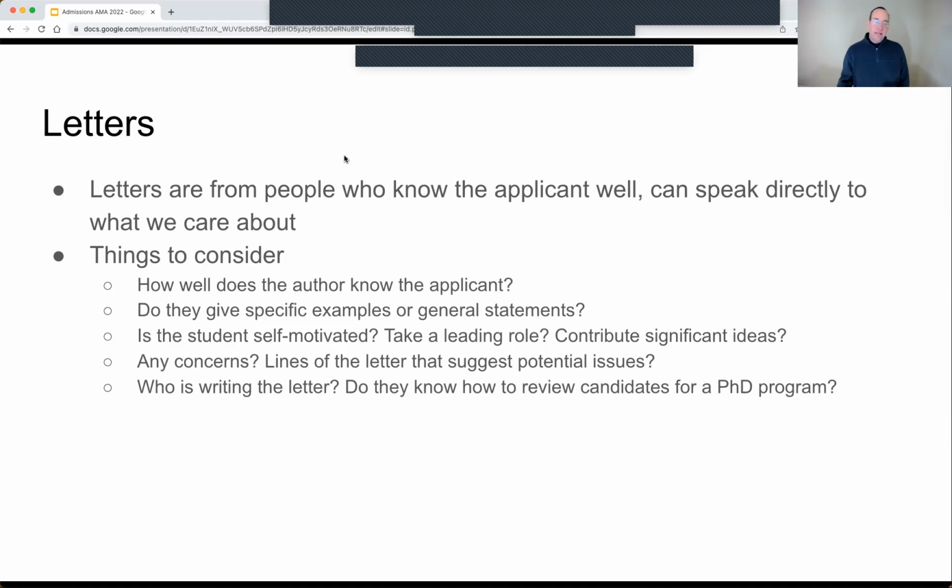So the things we consider when we read letters are things like, how well does this letter writer know the applicant? Do they give specific examples that show they really know the person, or do they give kind of generic statements? Do they just say the student is self-motivated? Does the student take a leading role? Do they contribute significant ideas? Are there any concerns? Do they have anything in the letter that might suggest that there's potential issues with the student? And then who is writing the letter? Do they know how to write letters from our program, right?